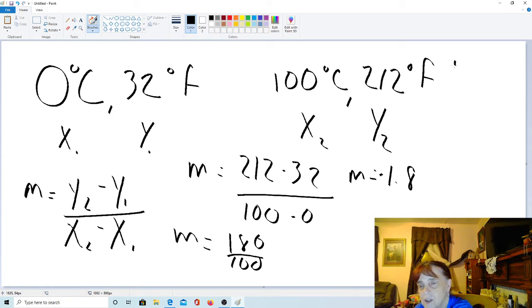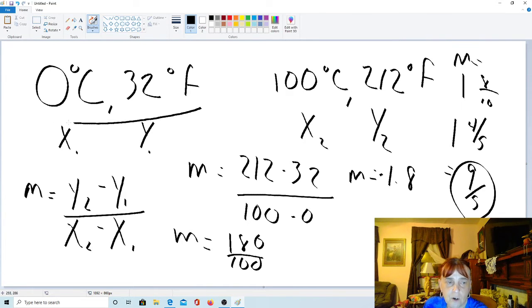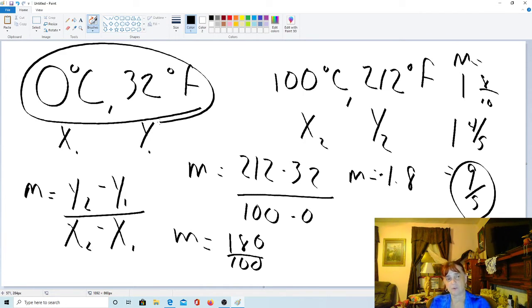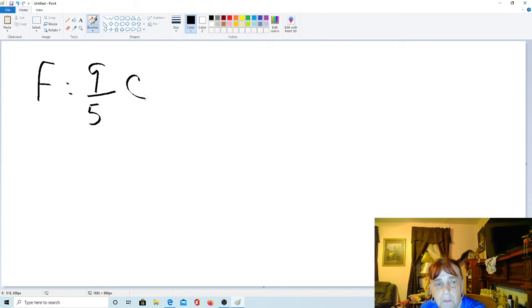Which is 1 8/10, but 8/10 reduces to 4/5, and that is 9/5. 1 times 5 is 5, plus 4 is 9. So your slope is 9/5, and this is our point. That's our y-intercept. 0 degrees Celsius is 32 degrees Fahrenheit. So F is 9/5 C plus 32.